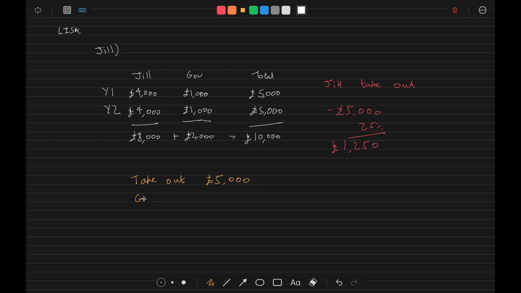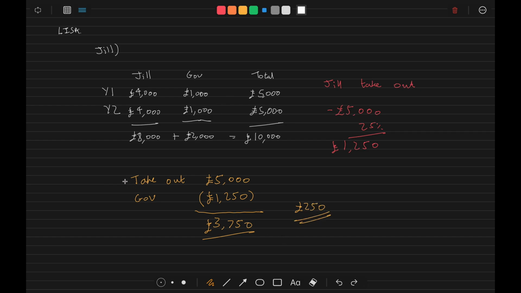The government is going to take their share, which is going to be the £1,250, which means that Jill's going to be left with £3,750. Because Jill's had to take the money out early, it's actually cost her £250.